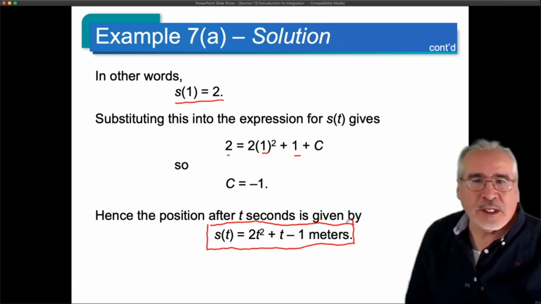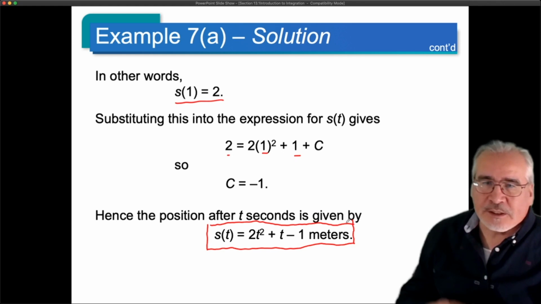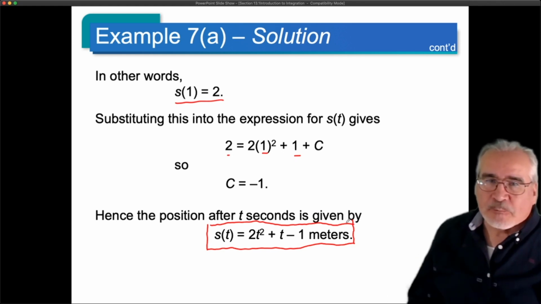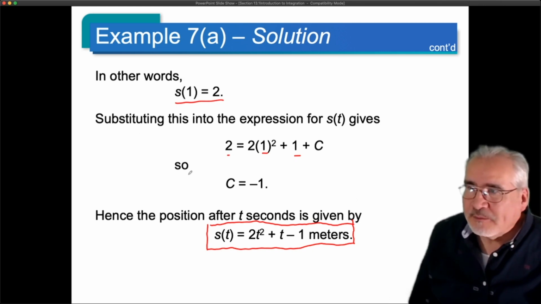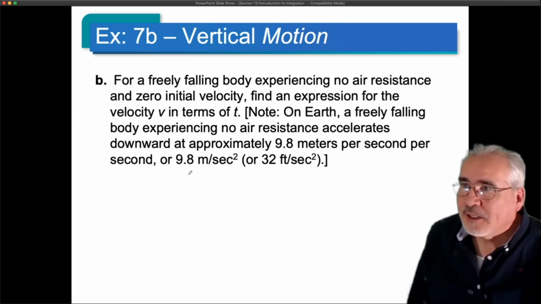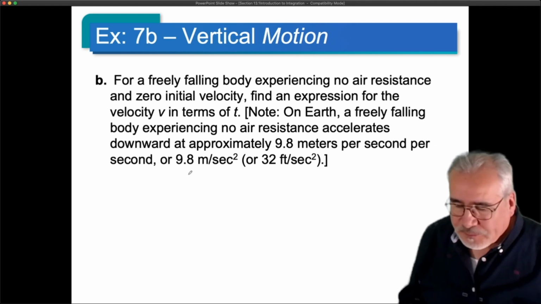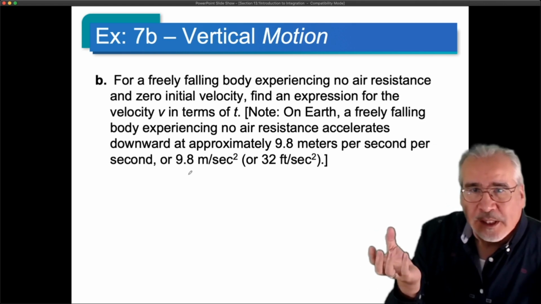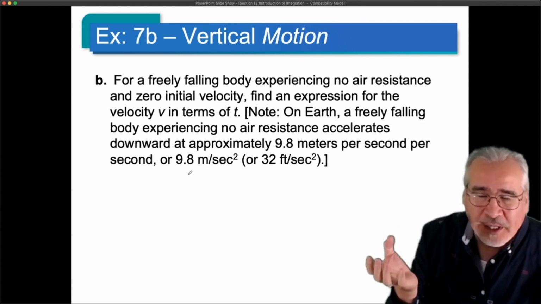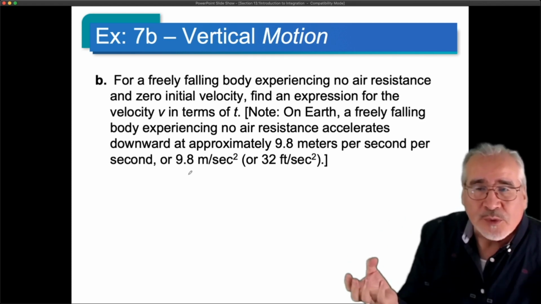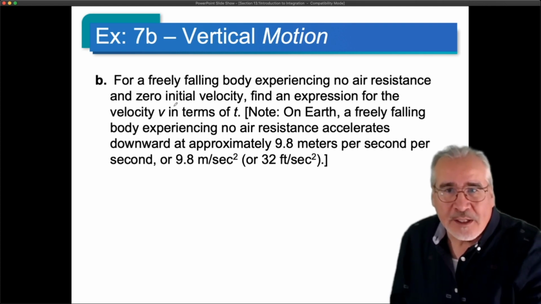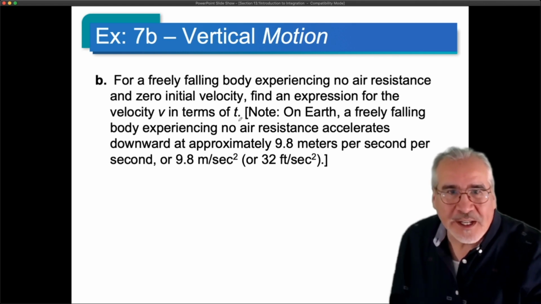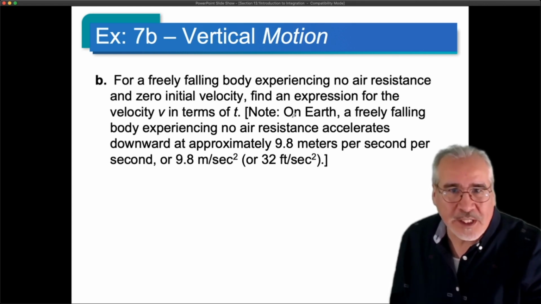We'll move forward, and this is basically the same concepts, but there'll be a few more interesting things added, but we'll keep moving forward. Okay, so with this one, think about this as the acceleration, the acceleration due to gravity. A freely falling body experiences no air resistance and 0 initial velocity, like a bowling ball. Find an expression for the velocity v in terms of t.